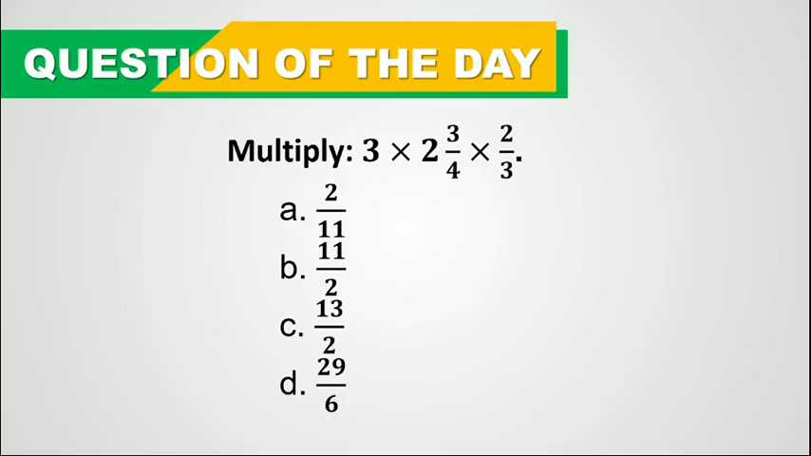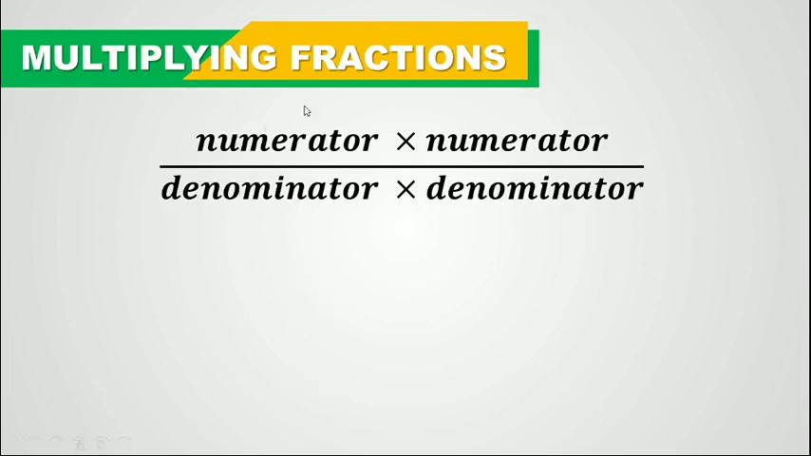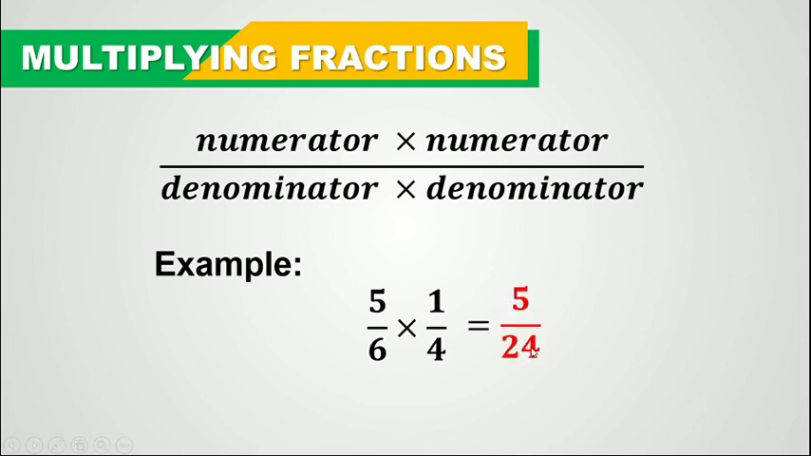All you just need to remember when we're going to multiply fractions is to multiply the numerator by the numerator and the denominator by the denominator. That's basically the rule in multiplying fractions. For example, let's multiply 5/6 by 1/4. Again, we multiply the numerator by the numerator. So 5 times 1, that's 5. And then 6 times 4, that's 24. So therefore, 5/6 times 1/4 is equal to 5 over 24.